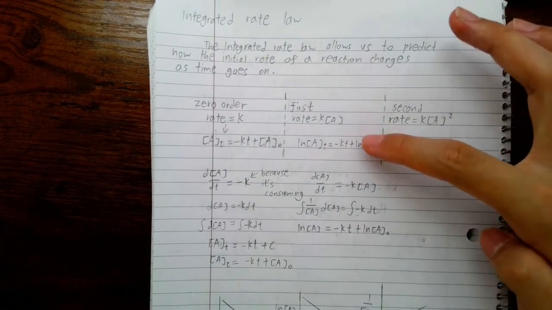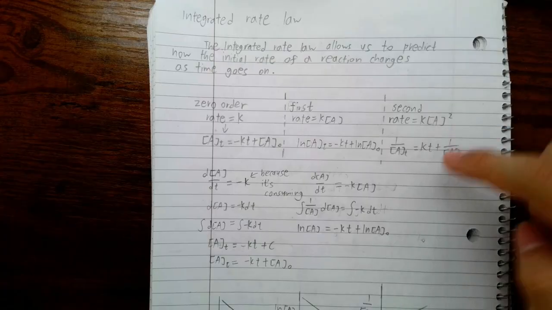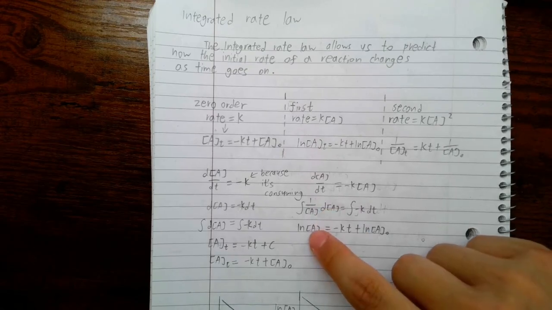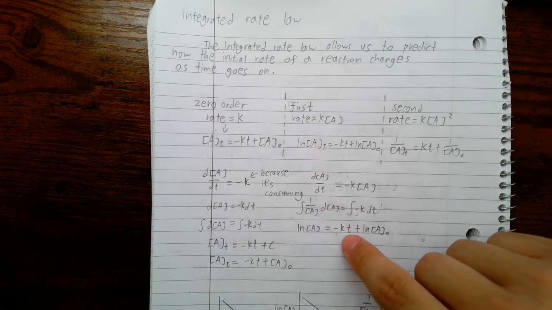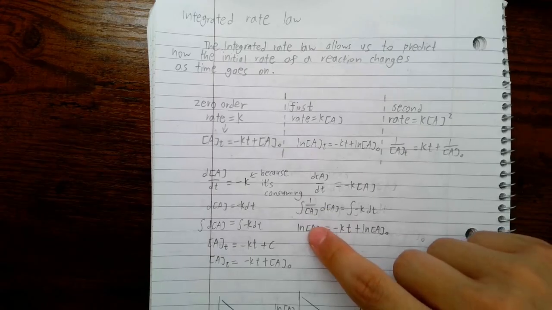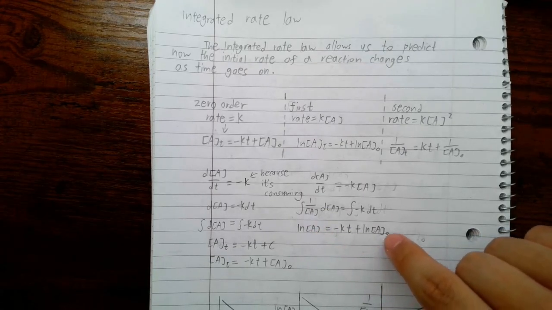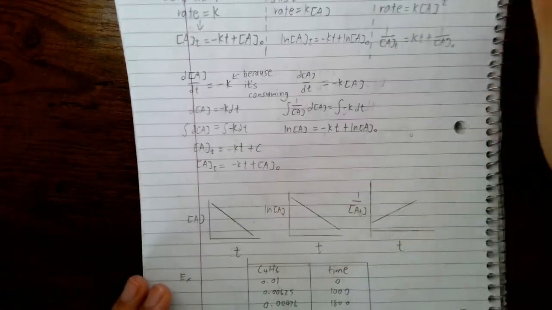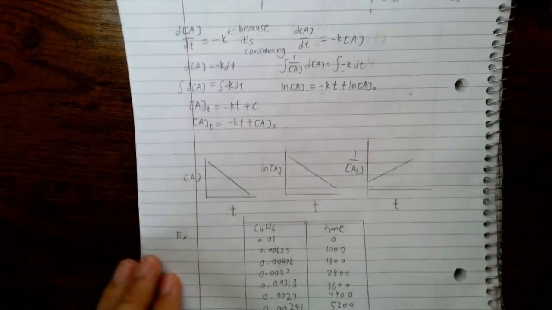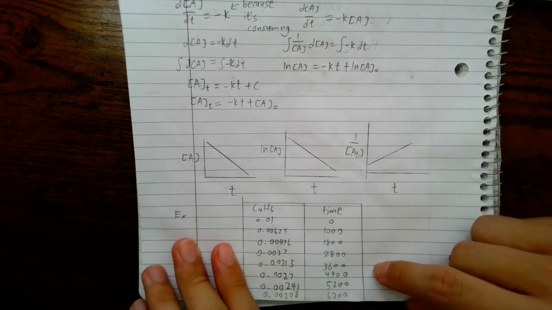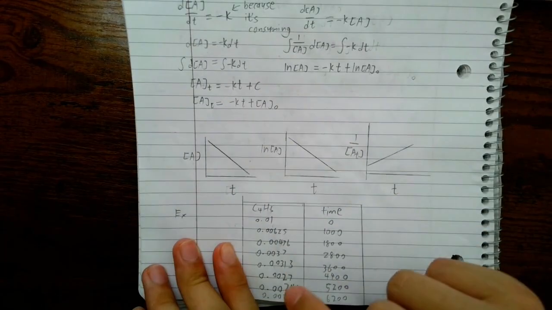For the first order, we just do the same thing. Just don't forget that the integral of 1 over something is ln something, okay? And if we sub in t equals 0, this thing over here is just going to be the initial concentration of log. And in the AP exam, you might be asked what kind of order of reaction it is based on a graph.